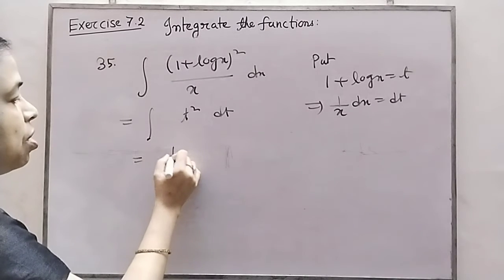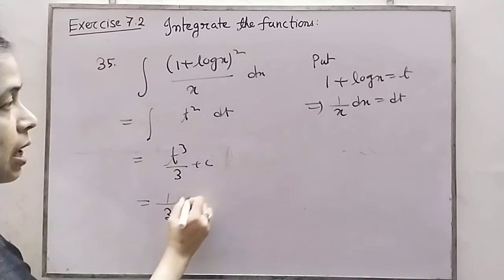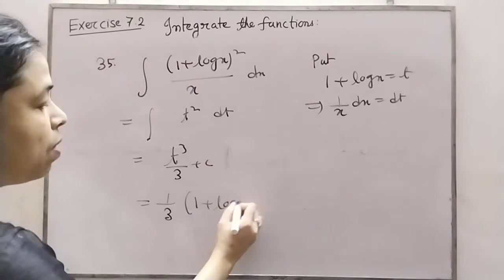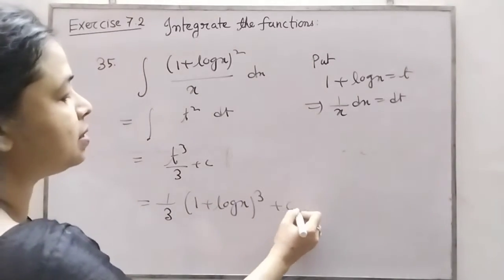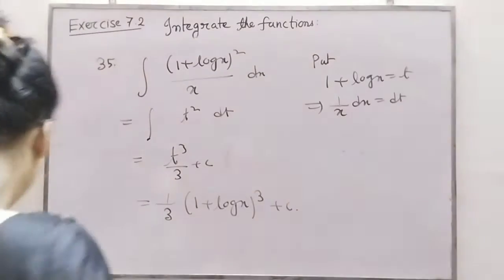So on integration, we'll have t cube by 3 plus c. Put the value of t, that is (1 plus log x) whole cube by 3 plus c. And here the solution is completed. Isn't it simple? Okay.